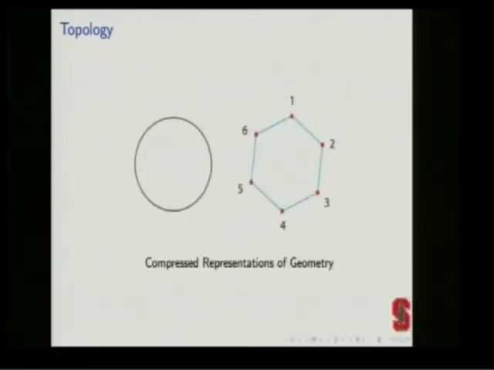And finally, the compressed representations of geometry here. Look, a circle is infinitely many points and infinitely many pairwise distances. That's very hard to store in a computer. On the other hand, if you're willing to sacrifice a little bit of the roundness of the circle, a little bit of the curvature information, you can keep and reconstruct the circle very easily with 6 points and 6 edges, which fits in a single byte.